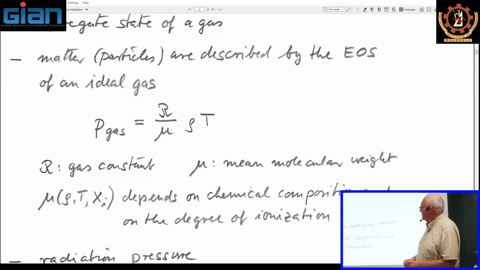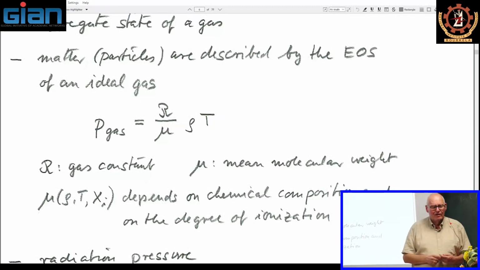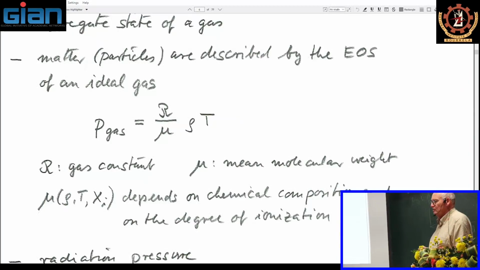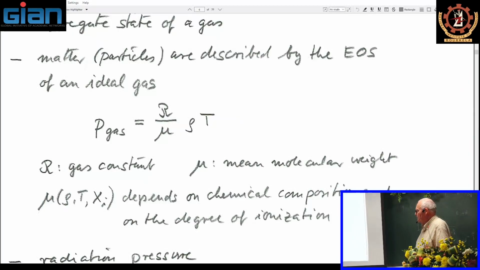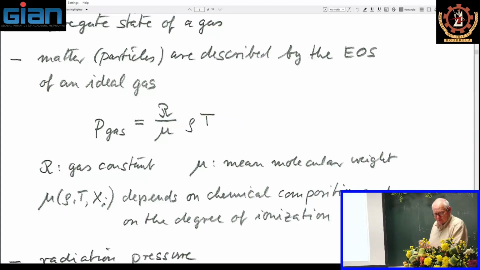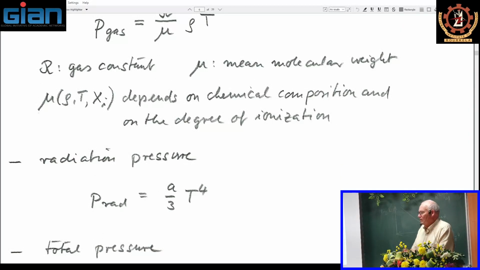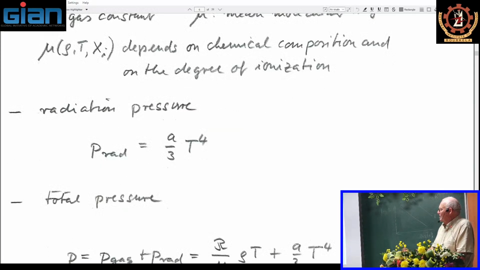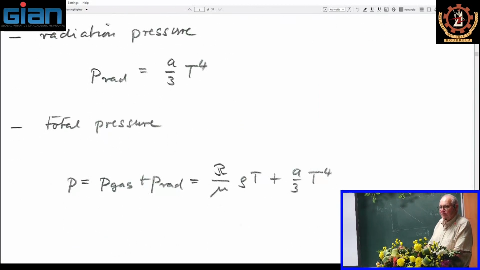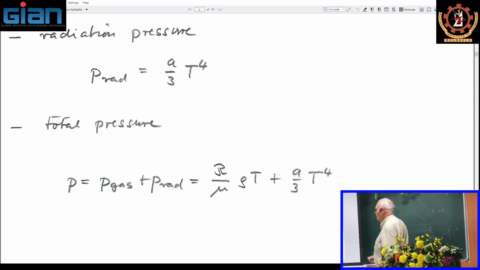Okay, and then this is a description of matter within our star, and the description of radiation, the pressure of radiation, is much simpler. Radiation pressure depends only on the temperature, and we already wrote it down. Radiation pressure is radiation constant over 3 times temperature to the 4. So for normal stellar matter, for an ordinary stellar model, the total pressure, the equation of state for the matter, is given by the sum of gas pressure plus radiation pressure.